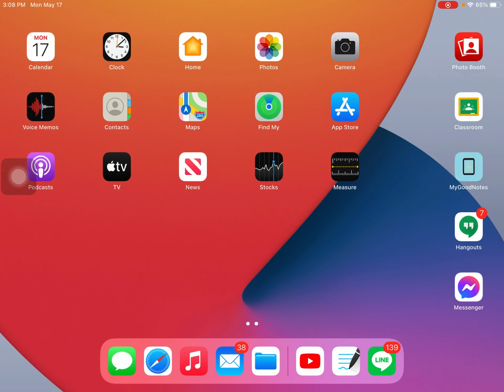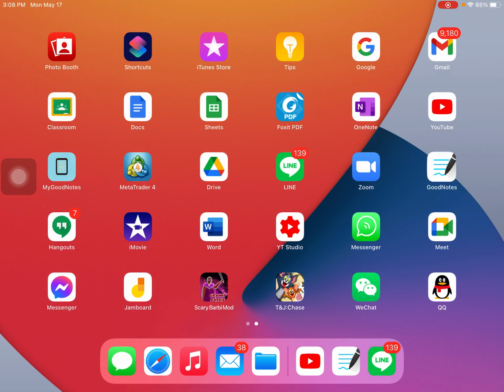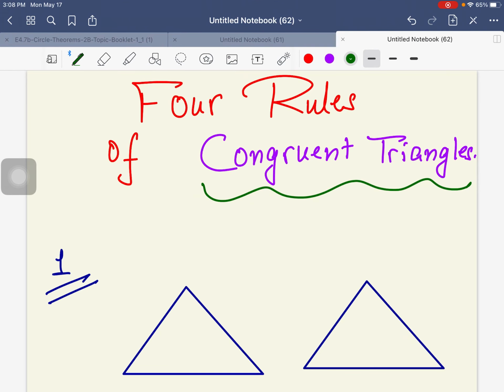Hi students, let's learn about congruent triangles. There are four important rules of congruent triangles, which means we can prove two triangles to be congruent by four rules. Those four rules are very important. I'll discuss with you one by one.